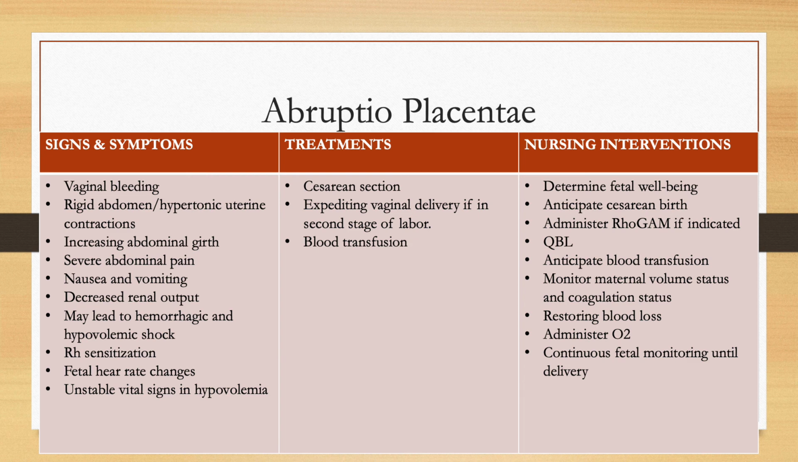If the placental abruption is a concealed abruption, you will find increasing abdominal girth. Okay, the blood will pool behind the placenta, but you will see the abdominal girth increase. So this is something that we're going to see when a patient is having an abruption and she may not be experiencing any vaginal bleeding, but the rigid abdomen, the pain will be there. You may also find nausea and vomiting, decrease in renal output.